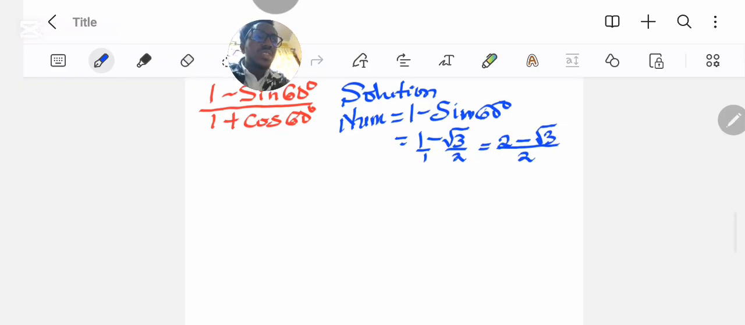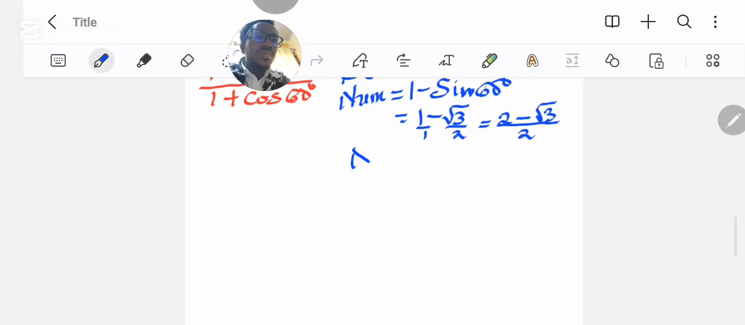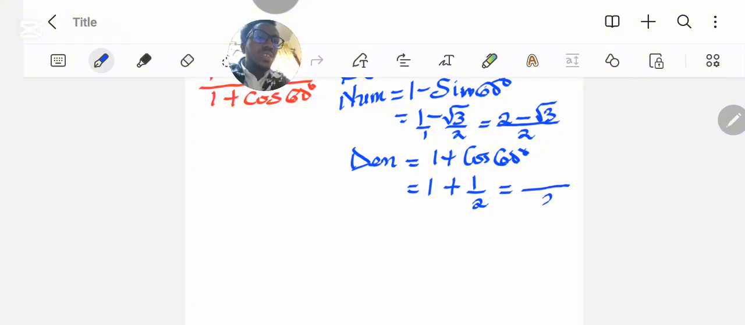As well for the denominator, we have 1 plus cos 60 degrees. Our cos 60 degrees is 1 over 2, which with LCM 2 is over 1. 2 times 1 is 2, plus 1, so that's 3 over 2.